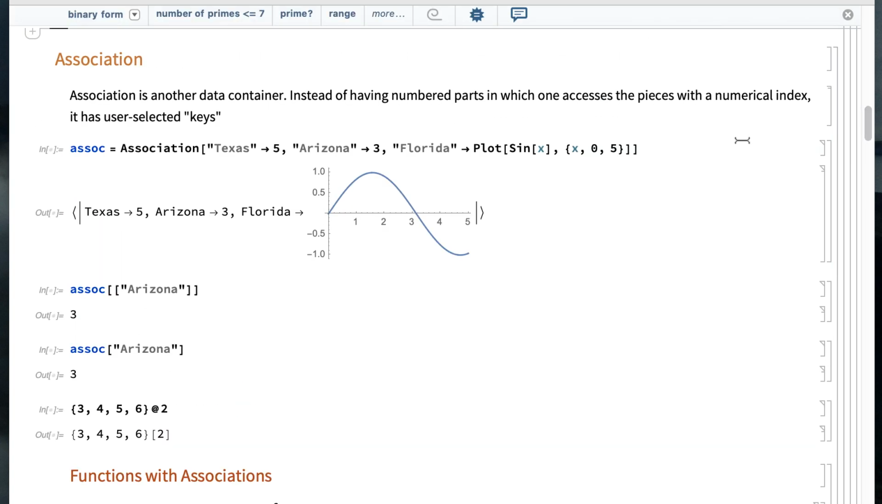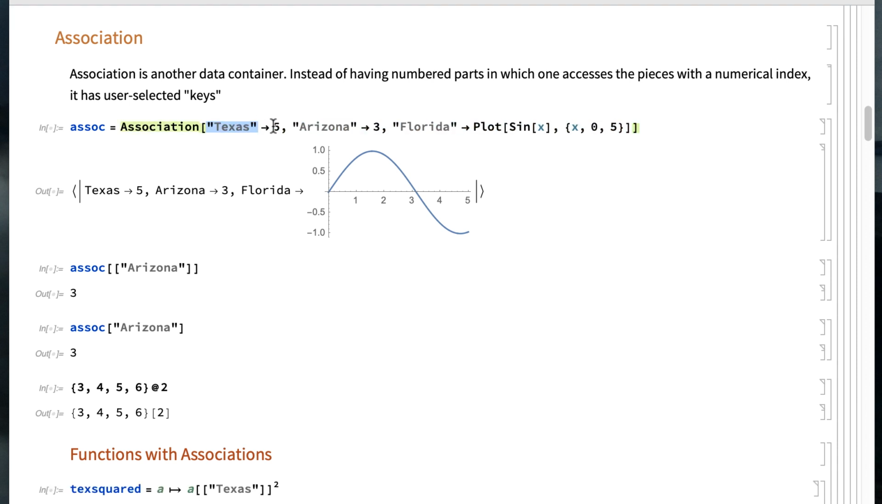It's now time to take a look at the other major data container in Wolfram language, and that's association. So instead of having numbered parts in which you access the pieces with a numerical index, as we just did, instead you can use whatever you want, basically. This is sometimes called a hash in other languages, or a key hash, or I don't know what else it's called, but those are some of the most common names. And so here we're saying, look, if you want to dereference it, call 5 by Texas, Arizona goes to 3, and Florida goes to a plot.